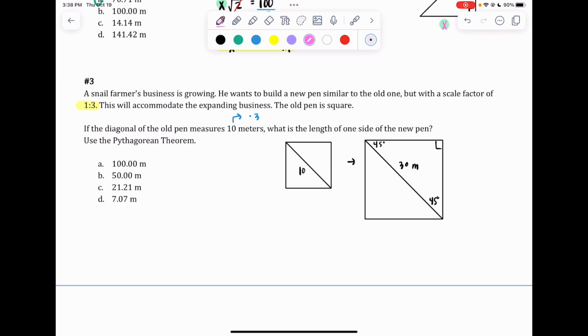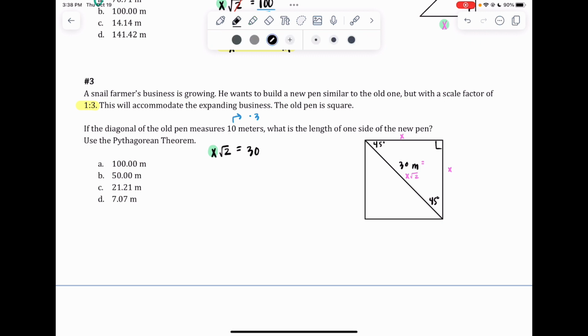So the 2 legs would be x and x, and then the hypotenuse would be x root 2. I'm gonna just erase the smaller square so I have some more room to work. So what I would do is take that 30 meters and set it equal to my x root 2. So x root 2 equals 30. And then from there, I'm trying to solve for x. I'm trying to get x by itself. So I would divide both sides by root 2.